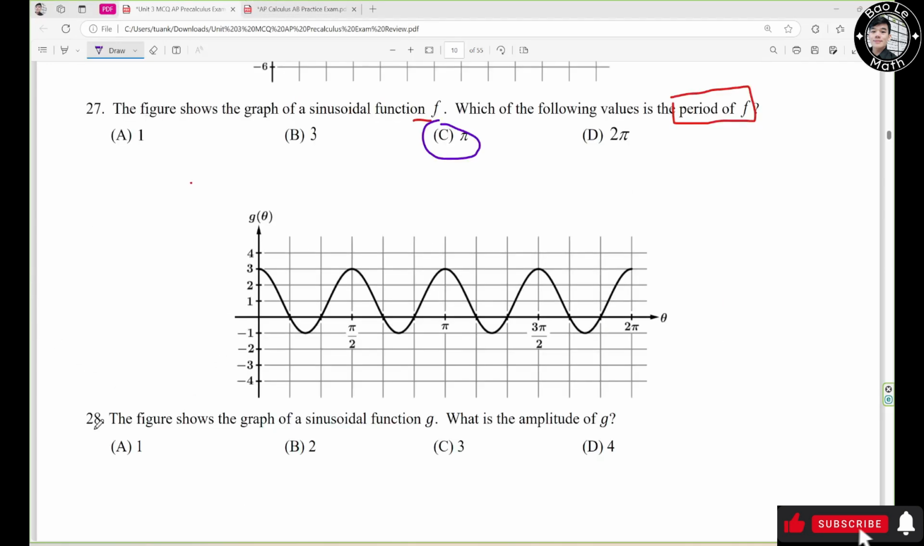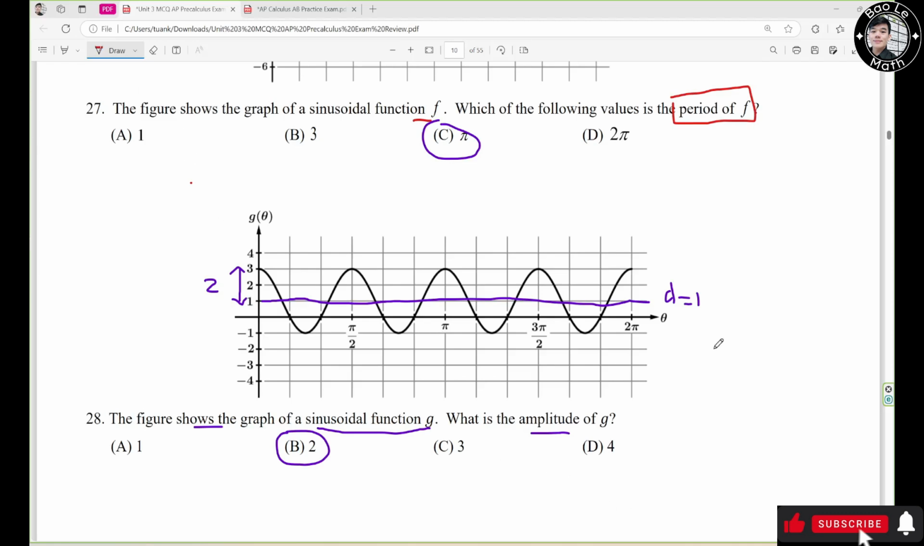Now let's move on to question number 28. The figure shows the graph of the sinusoidal function g. What is the amplitude of the function g? Alright, so first you need to draw the midline. The midline is 1, right? D equals 1. So the amplitude is the distance from the midline to the maximum. So it could be 3 subtract 1, it could be 2, right? So the answer must be B.